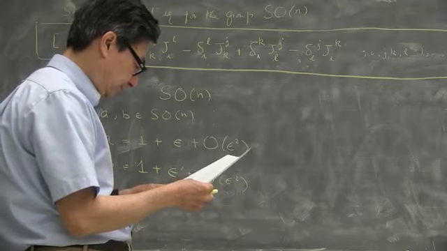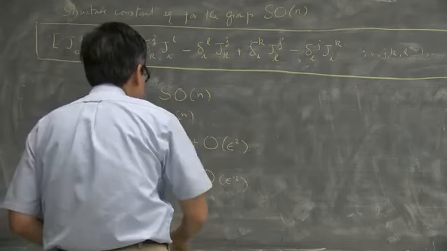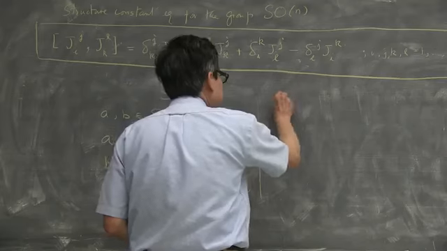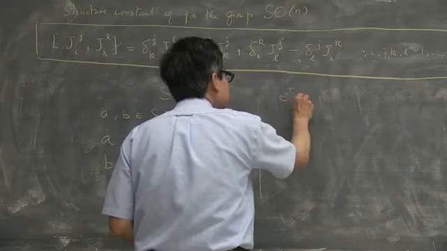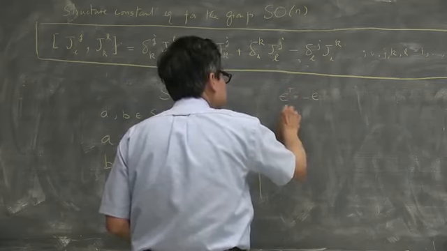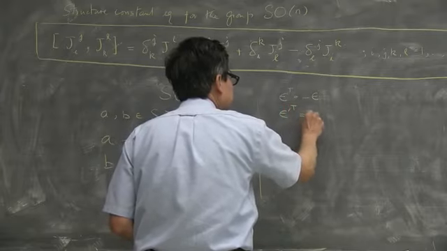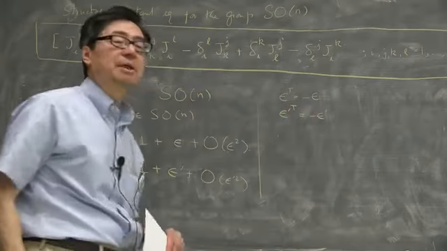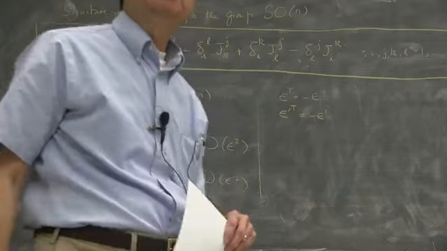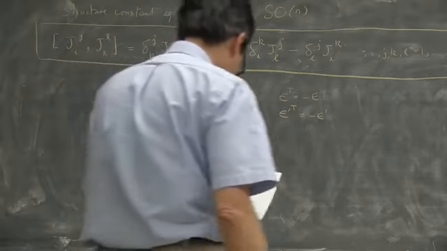Okay. Now remember that both epsilon and epsilon prime are antisymmetric. That means epsilon transpose is equal to minus epsilon, and epsilon prime transpose is equal to minus epsilon prime. Both of those are antisymmetric matrices.